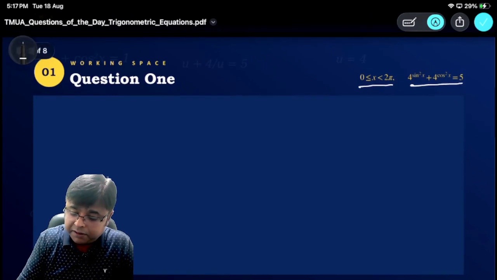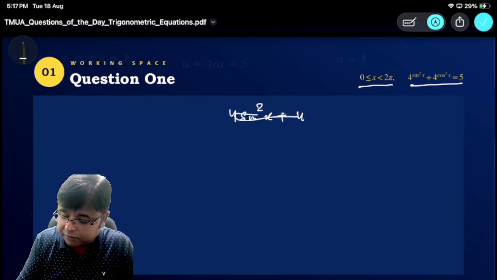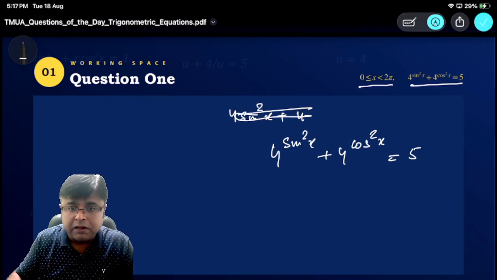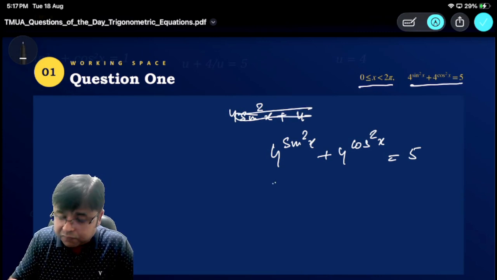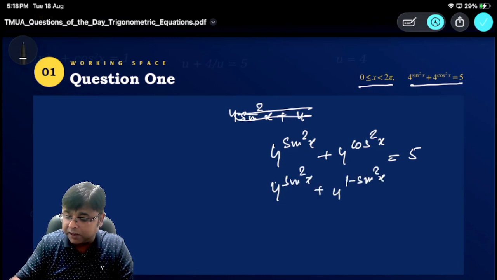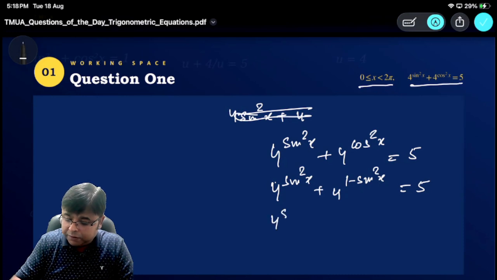Now let me solve it a bit. Sorry, it is 4 to the power sine square x plus 4 to the power cos square x equals 5. This is what I have. Now it's a classic case of using the trigonometric identity: sine square x plus cos square x is 1. So 4 to the power sine square x plus 4 to the power 1 minus sine square x. This is what I have got. Now I can say 4 to the power sine square x plus 4 upon 4 to the power sine square x equals 5.